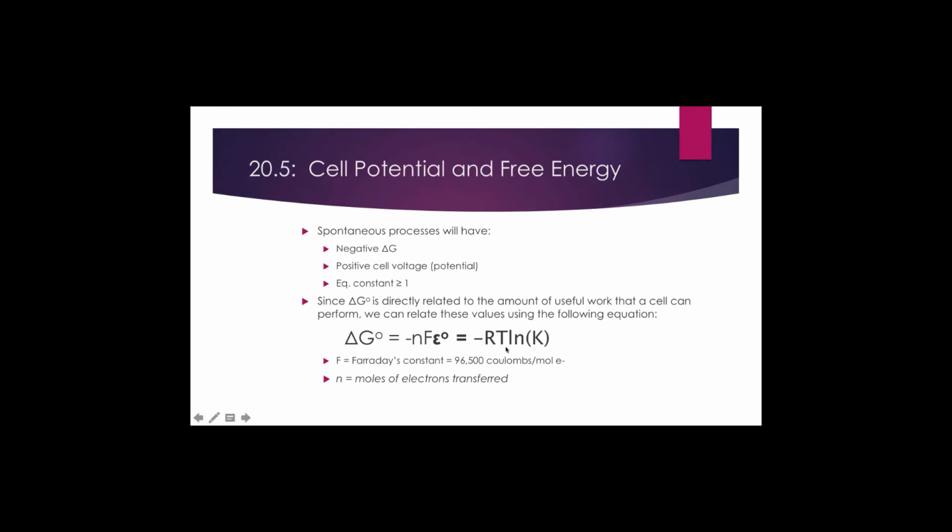Recall that delta G is also equal to negative RT ln K, the gas constant times the Kelvin temperature times the natural log of the equilibrium constant. Therefore, we're able to relate all of these values to one another. You can calculate any of these values when given the others, which is very valuable. But more importantly, you should note that based on this equation, delta G is proportional to the negative of the cell potential. Therefore, as the cell potential increases, delta G becomes more negative, meaning the process becomes more thermodynamically favored.